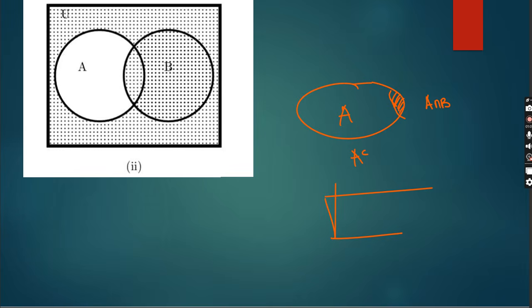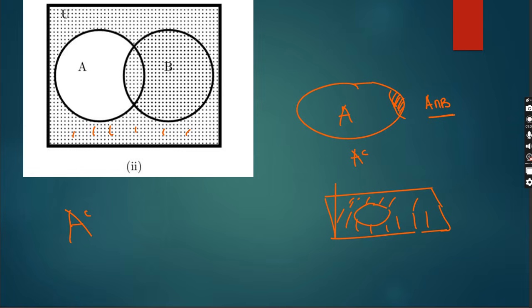Having a problem with this. When we have set A here, and the outside is shaded, it is A complement. As you can see here, the outside is all shaded. The outside of A is all shaded, so that part is A complement. But there is also another part of A which is shaded, and that part is A intersection B.